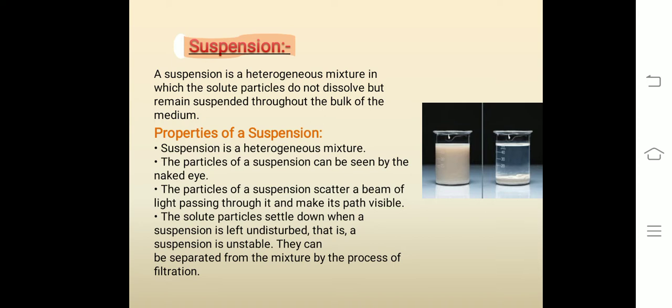Properties of a suspension. Suspension is a heterogeneous mixture. The particles of a suspension can be seen by the naked eye because the size of the particles is more than 100 nanometers. The particles of a suspension scatter a beam of light passing through it and make its path visible.